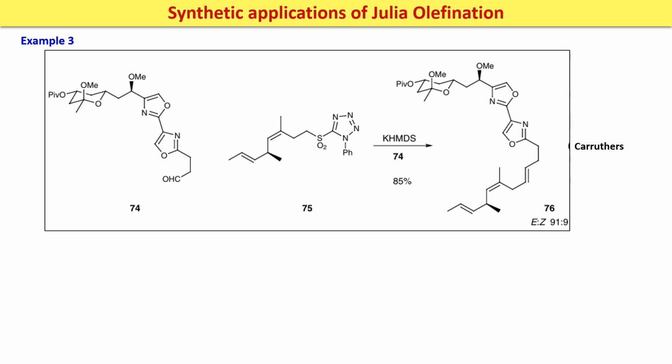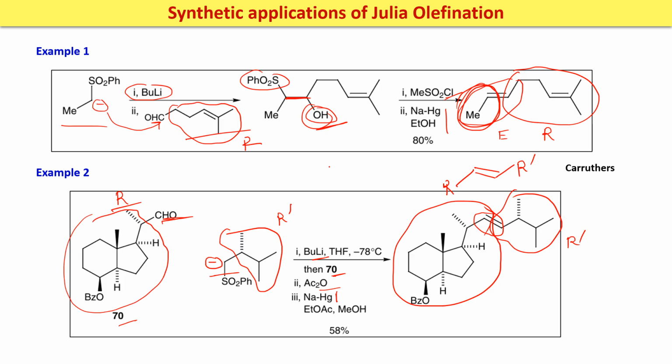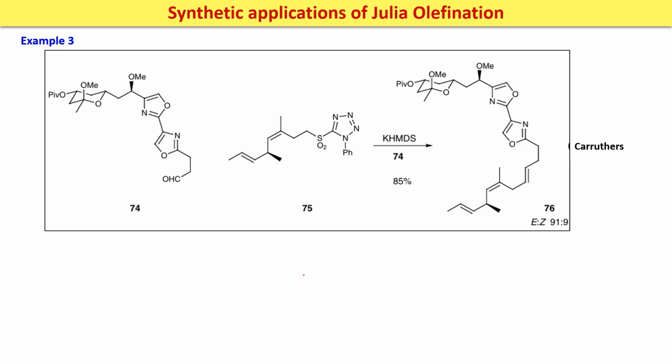Example 3, this is also taken from Carruthers. In the previous two examples you have seen the original Julia-Olefination reaction, where the SO2Ph group is present, but now this Ph group is not present. Instead we have this tetrazole ring, and in presence of this base KHMDS, the detailed structure of this base you can find in part 1. The discussion related to bases is already done, so I am not going into the details.